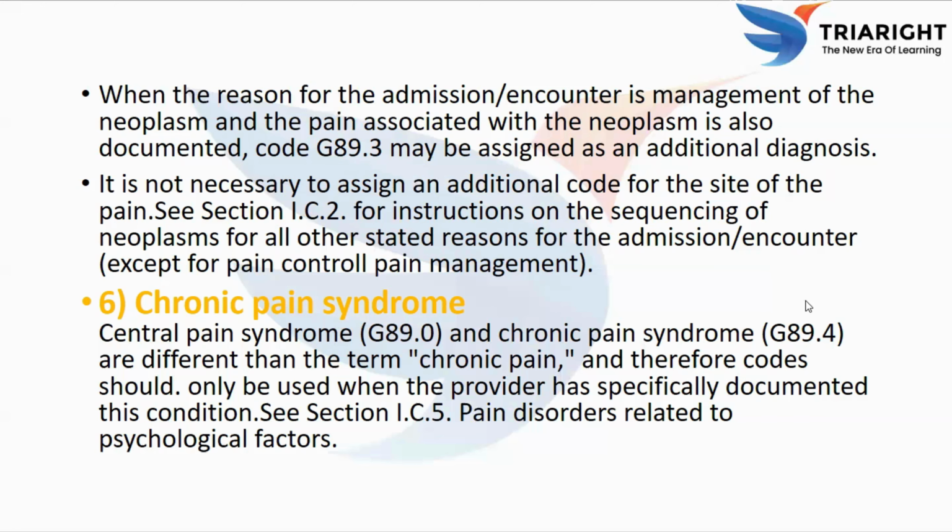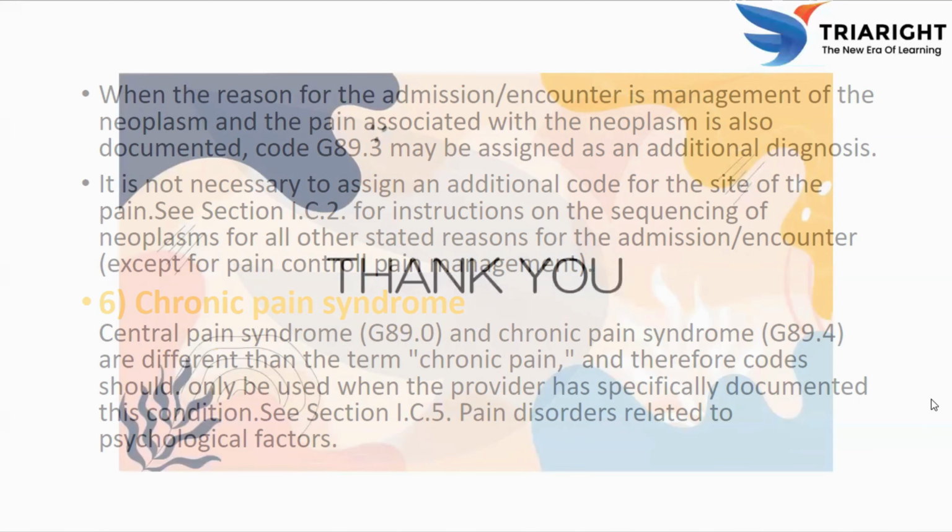So how is it important? These are not the same as simply having chronic pain, right? You have to use G89.0 or G89.4 only when the provider specifically documents either central pain syndrome or chronic pain syndrome. You do not assign these codes based on assumptions. Only when the provider specifically documents it, then you use these two codes, right? So this is about chronic pain syndrome.